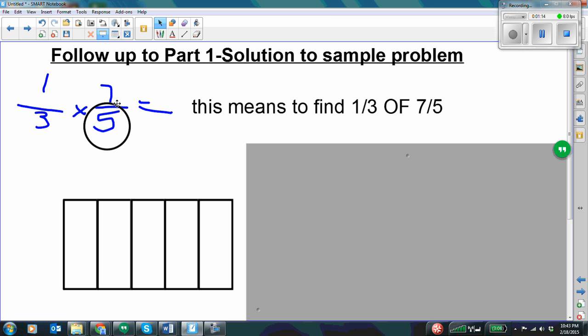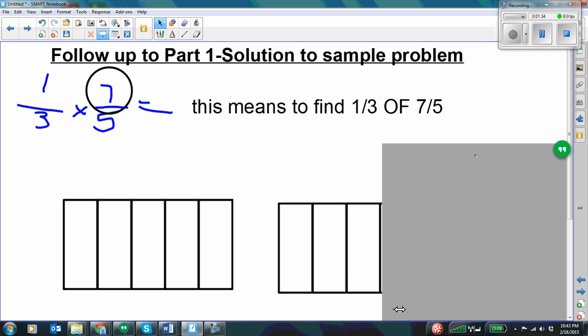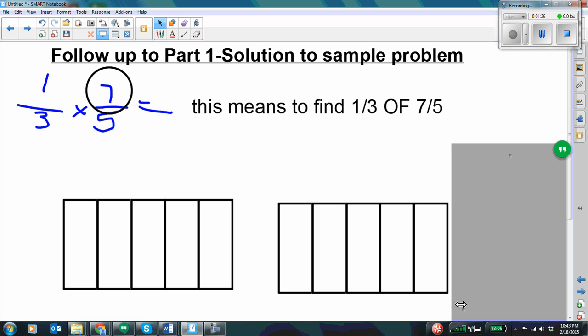And the top number, the 7, is telling me how many of those parts I have in total, and I have 7. Well, if it takes 5 out of 5 to make one whole, and I have more than 5, I'm going to need a second rectangle to cover those extra parts. So that's what I've done here. I've drawn a second rectangle, split that into 5 equal parts, but again, in a second, when I shade in, I'm not going to need all of those parts.